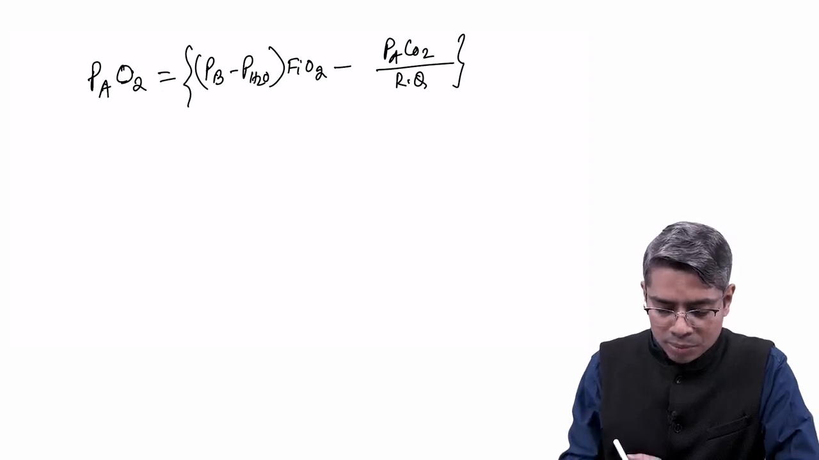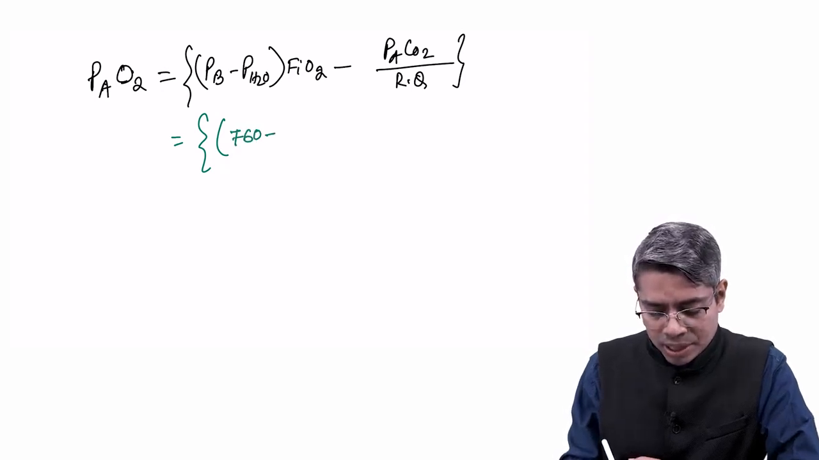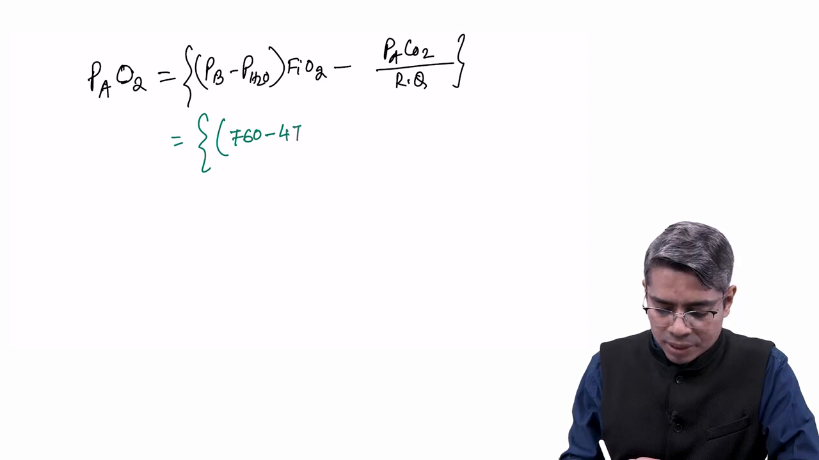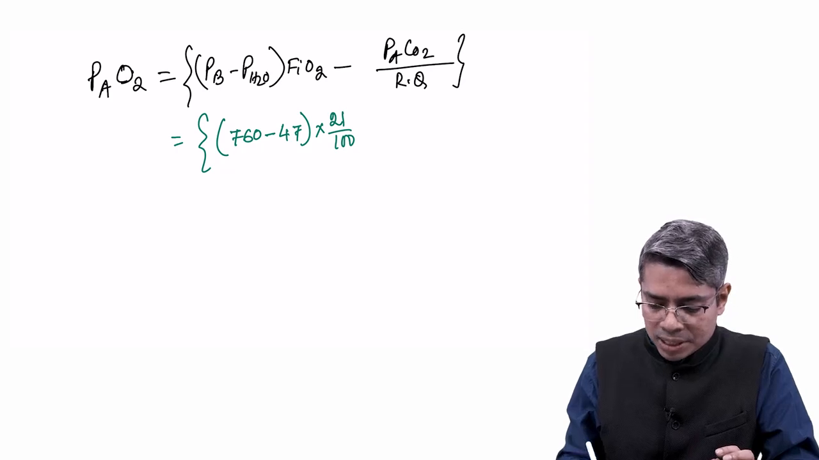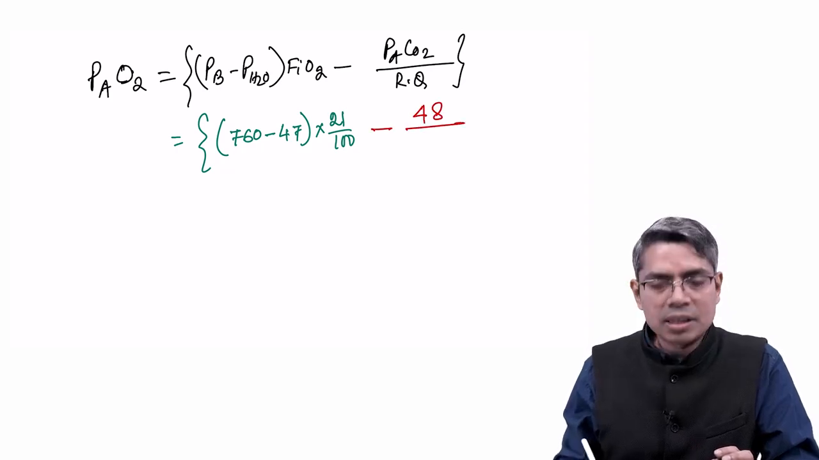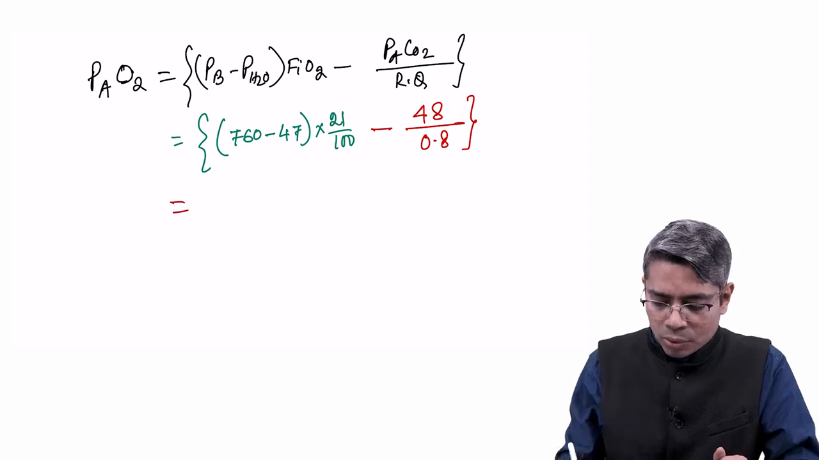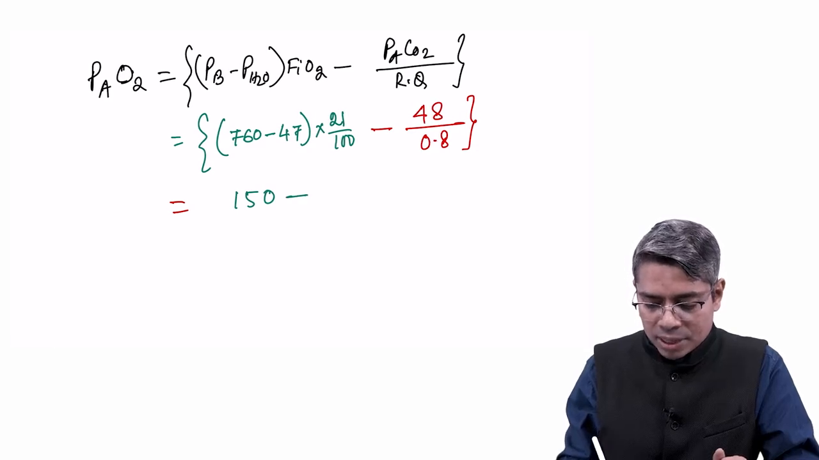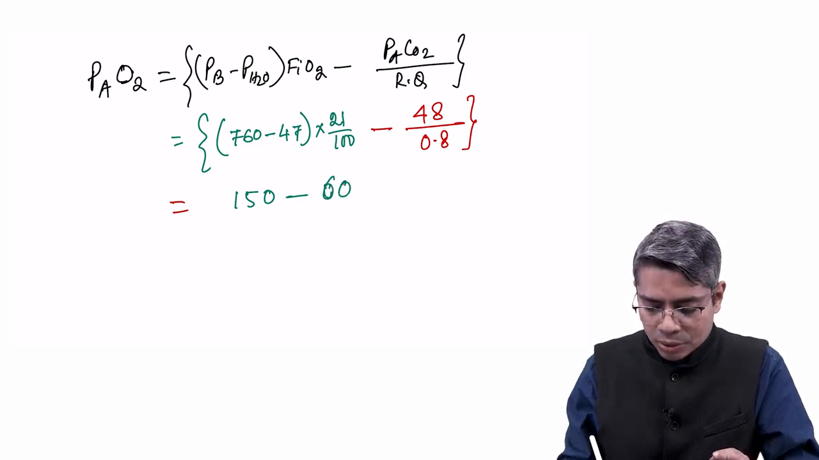Now I am going to put the normal values of all of this because they have not been given in the question. So, PB we are assuming 760 minus 47, and FiO2 is 21 upon 100. Basically this whole fraction will be 150 millimeter of mercury, minus the value that has been given here, 48, the partial pressure of carbon dioxide in the alveolar gas, and RQ has been given as 0.8. So, this whole fraction is 150 millimeter of mercury, that we know. So, 150 minus 48 upon 0.8. Okay. So, this will be 60 millimeter of mercury.